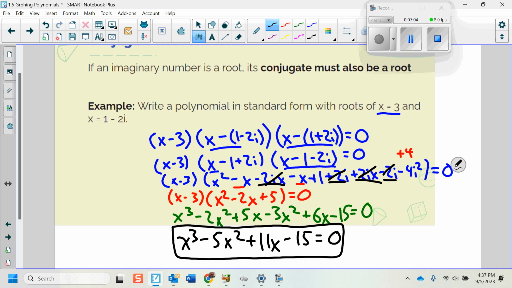It has factors of x minus 3, x minus i minus 2i, x minus i plus 2i. So you have to know what the conjugate is. You go ahead and multiply that out. Again, there may be some shortcuts to that, but I'll stand by this as my answer. And that's the polynomial with those 3 roots: the imaginary root, its conjugate, and x equals 3 as another root.